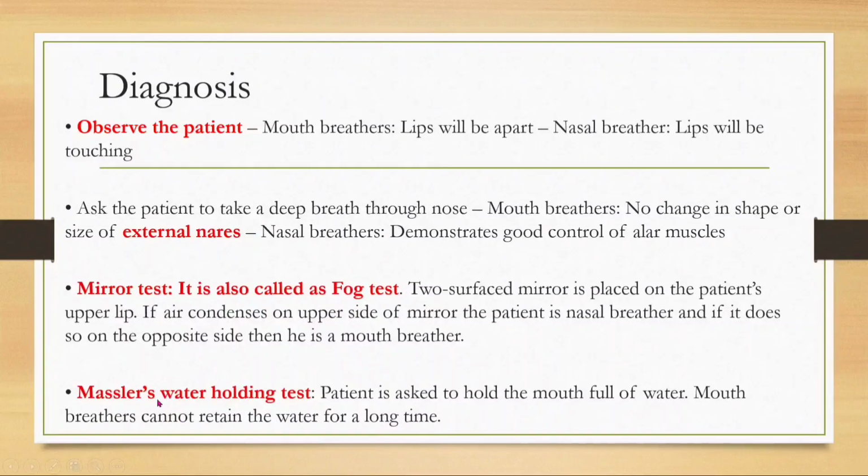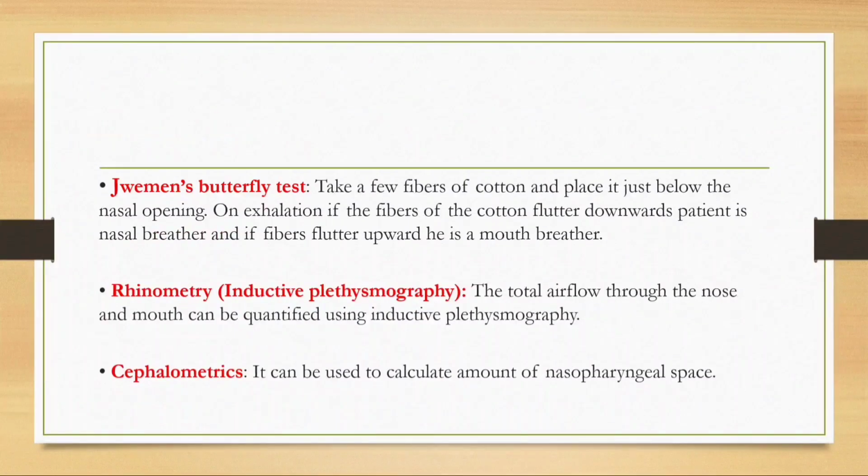Now we have the water holding test, where the patient is asked to hold a mouthful of water. Mouth breathers cannot retain the water for a long time because their breathing is interrupted. Now we have the butterfly test. We need to take a few fibers of cotton and place them just below the nasal opening. On exhalation, if the fibers flutter downwards, the patient is a nasal breather, but if the fibers flutter upward, the patient is a mouth breather.